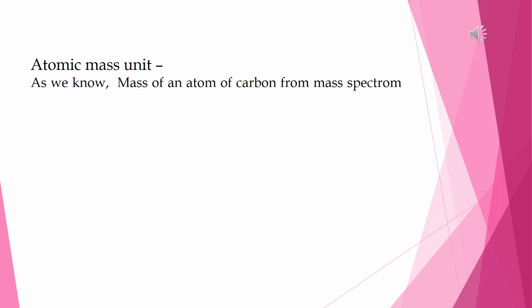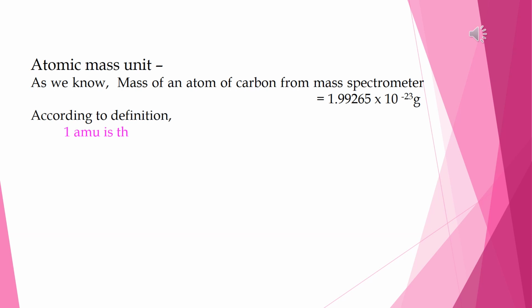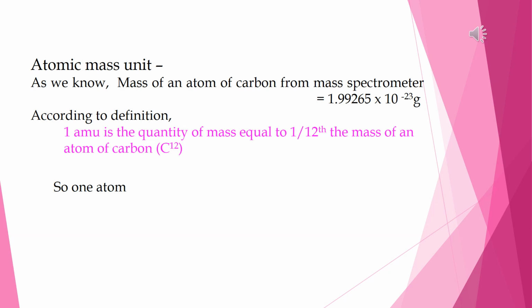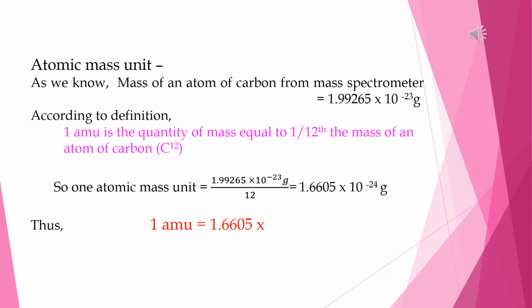Before going further, let me explain atomic mass unit. As we know, the mass of an atom of carbon from mass spectrometer is 1.99265 × 10^-23 gram. So according to the definition, 1 AMU is the quantity of mass equal to 1/12 the mass of an atom of carbon, C12. So one atomic mass unit is equal to 1/12 the mass of an atom of carbon, which comes out to be 1.6605 × 10^-24 gram.